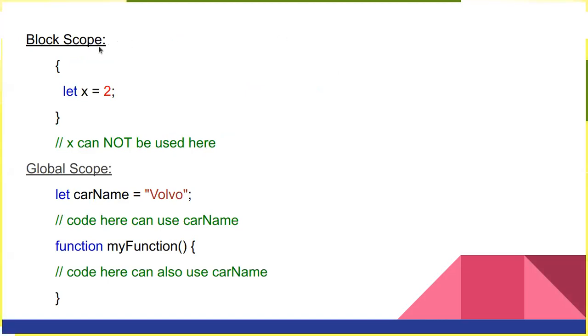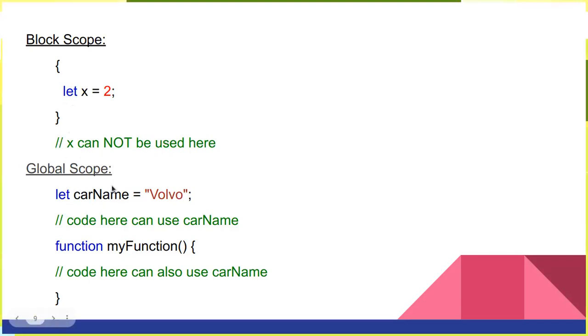What does block scope mean? Consider the above example. We have an open curly brace and a close curly brace. Consider this as a block. We have defined let x equal to 2. Can we use x apart from this block? We cannot. Why? Because the scope ends within this block level. We cannot use it outside of this block.